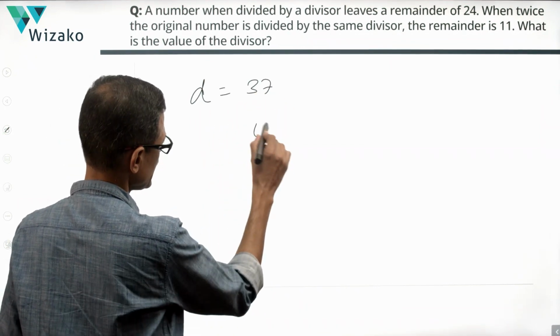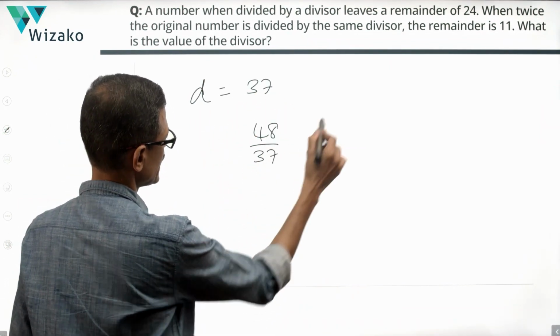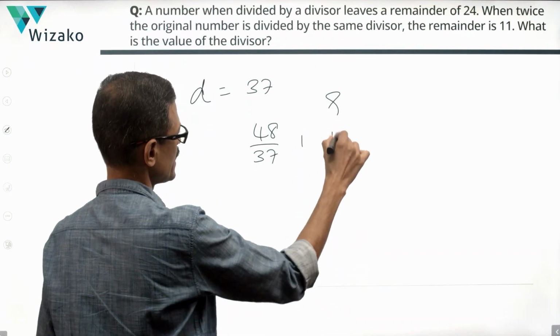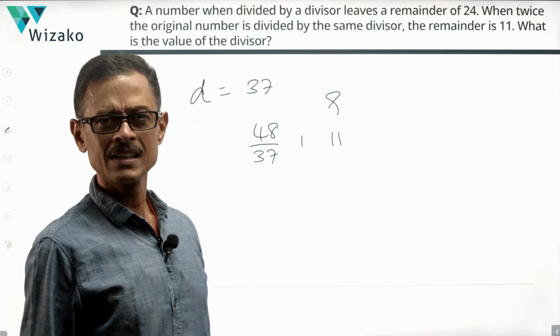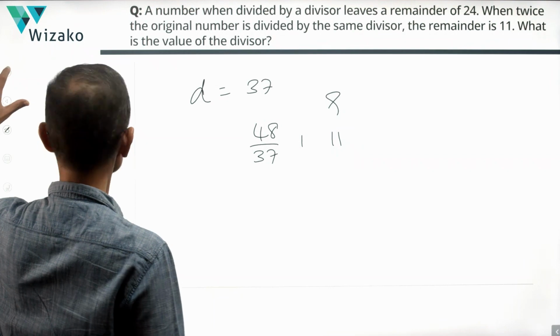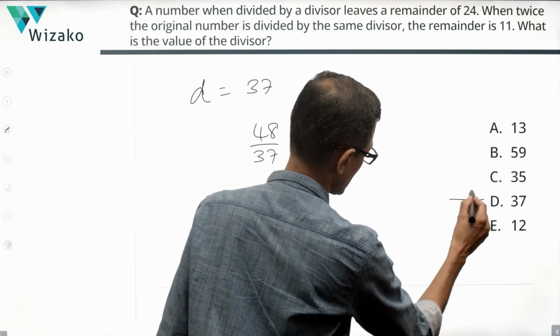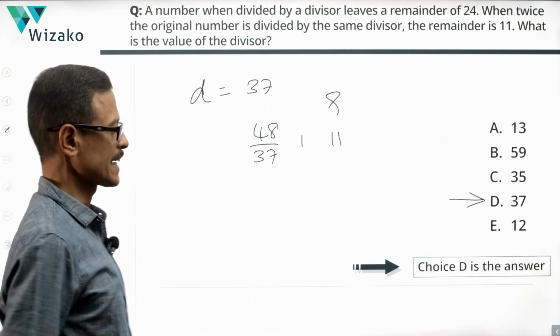37. 48 divided by 37, you will get a quotient which is 1 and a remainder which is equal to 11. Let's take a look at the answer options, see whether 37 is one of the answer options. Yes, 37 is one of the answer options. So, choice D is the correct answer to this question.